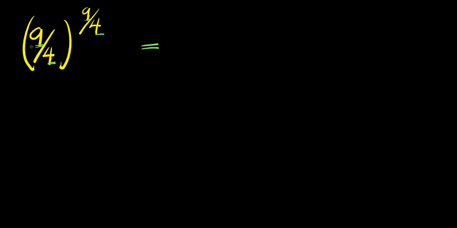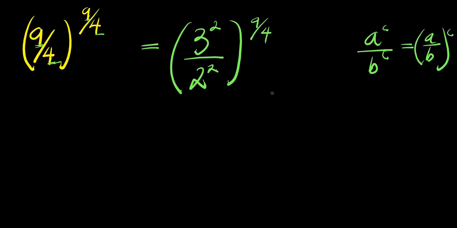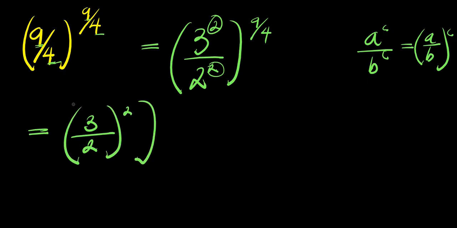So I can express this as 9, which is 3 to the power of 2, divided by 4, which is simply 2 to the power of 2. And this is raised to the power of 9 over 4. Now, if you have a to the power c divided by b to the power c, this equals a divided by b raised to the power of c. So this and this, we are going to factor that out. So we have 3 divided by 2 raised to the power of 2, raised to the power of 9 over 4.